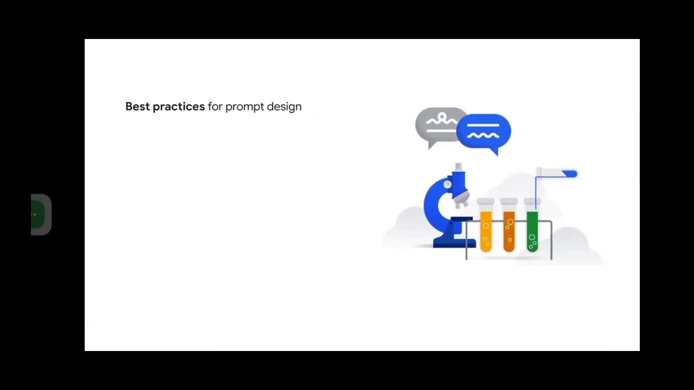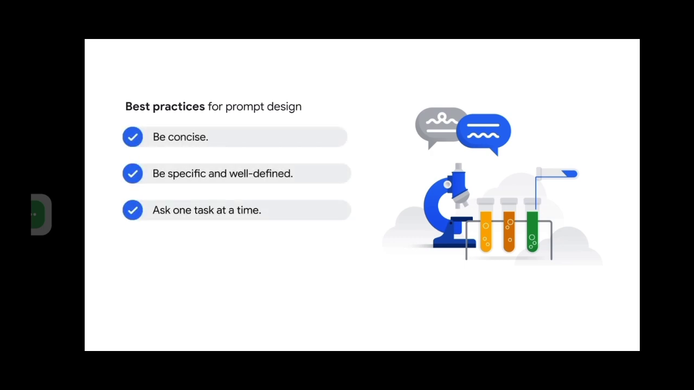Please note a few best practices around prompt design. Be concise. Be specific and well-defined. Ask one task at a time. Turn generative tasks into classification tasks. For example, instead of asking what programming language to learn, ask if Python, Java, or C is a better fit for a beginner in programming. And improve response quality by including examples. Adding instructions in a few examples tends to yield good results.